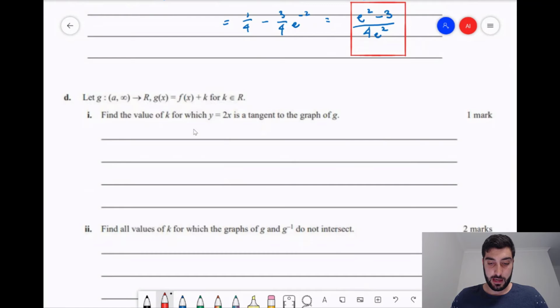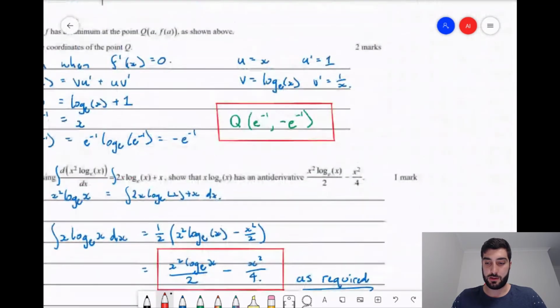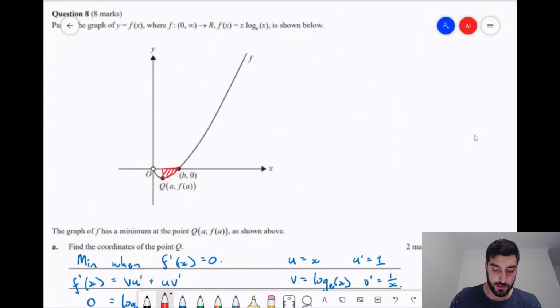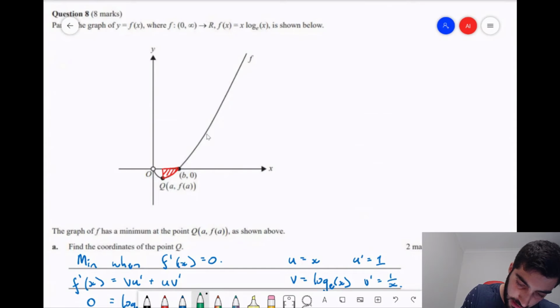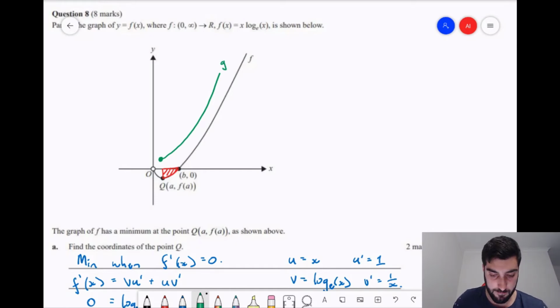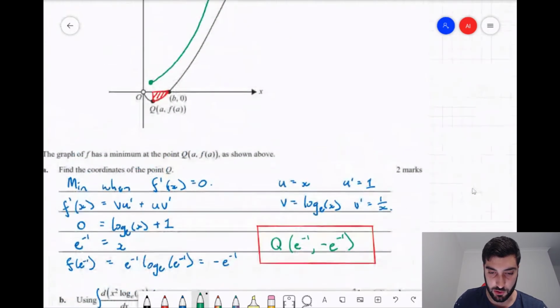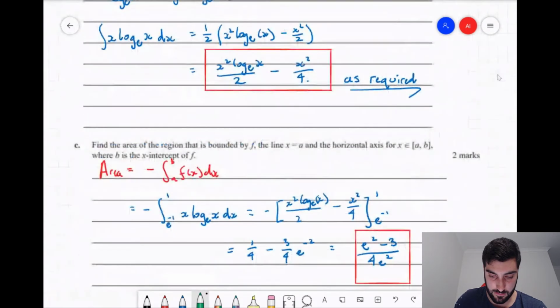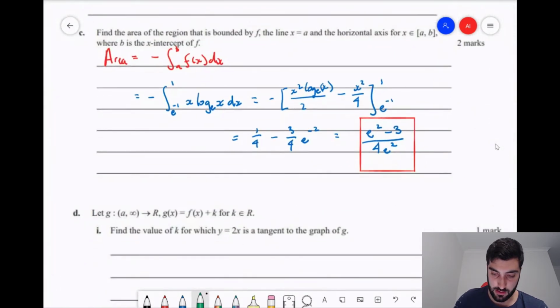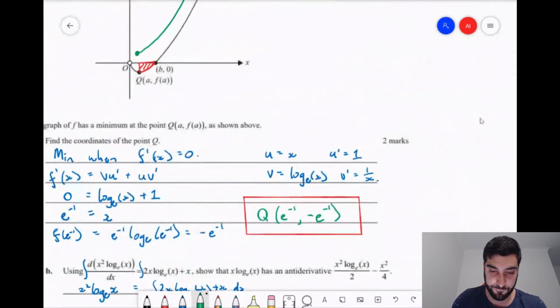And we want the value of k for which y is equal to 2x is tangent to the graph of g. So it's tangent to the graph of g. So essentially, this is f. G is a translation upwards that only spans from this point onwards, something like that. Right? Let this be g. And we want that function g to have the tangent y is equal to 2x.